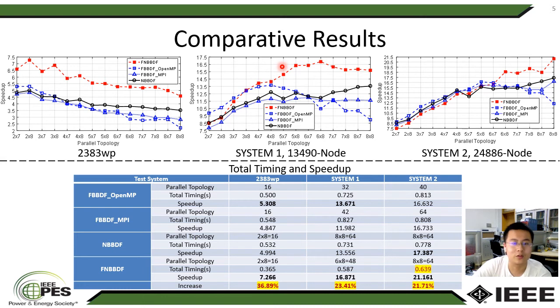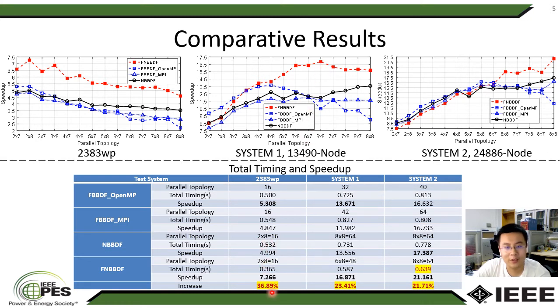The comparative results are shown. Obviously, in all 3 test systems, the proposed FNBBDF method obtained higher speedups, especially when the number of CPU cores is large enough for the test systems. Just as we mentioned before, when the number of CPU cores is still small for the power system, the FBBDF method and the NBBDF method are more efficient. However, when the number of cores is large, the FNBBDF method always wins.